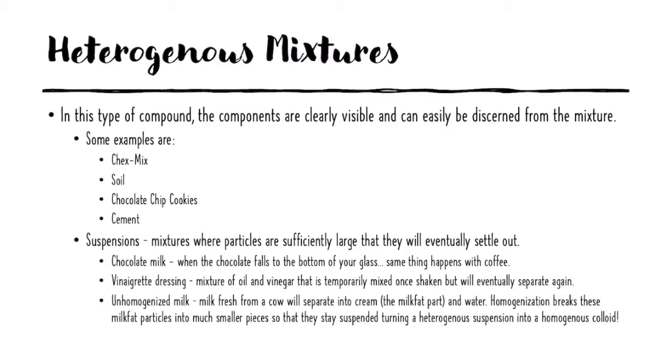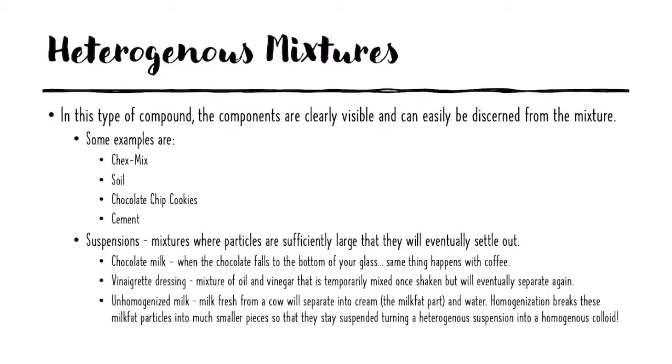And then vinaigrette dressing. So when you use that oil and vinegar dressing, you shake it really hard to get it all to mix together. And then you pour it on your dressing. But then once you let it sit on the table for a while, you'll notice that the oil and vinegar will start to separate again.